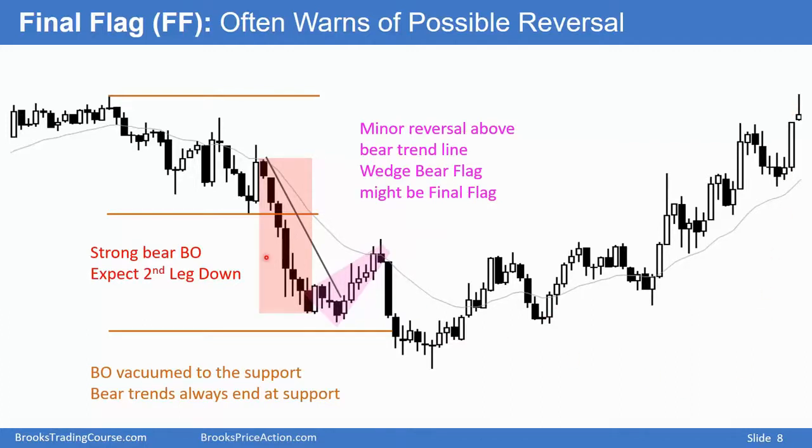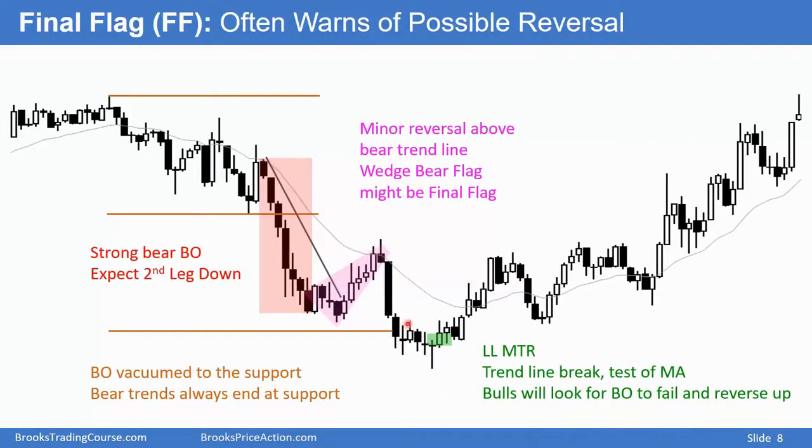Wedge bear flag, late in a bear trend, 20 more bars, and there's a support level just below the bottom of the trend. Second leg down, likely after a strong bear breakout, but not necessarily a third or fourth. So this next leg down might be the final leg in the bear trend, and this might be the final bear flag, the final flag in the bear trend.